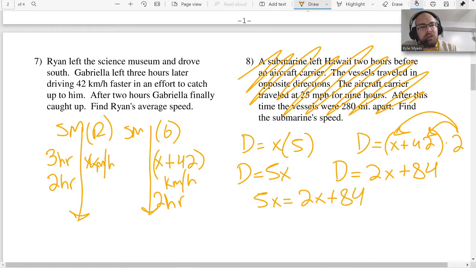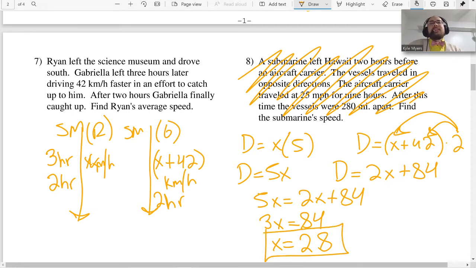Subtract 2x on both sides, and then we divide out the 3. So we divide both sides by 3. 3 goes into 8 2 times without going over. Right? And then it would be 3 times 2 is 6. From 8 is 2, 24. 3 goes into 24 8 times. So x is equal to 28.